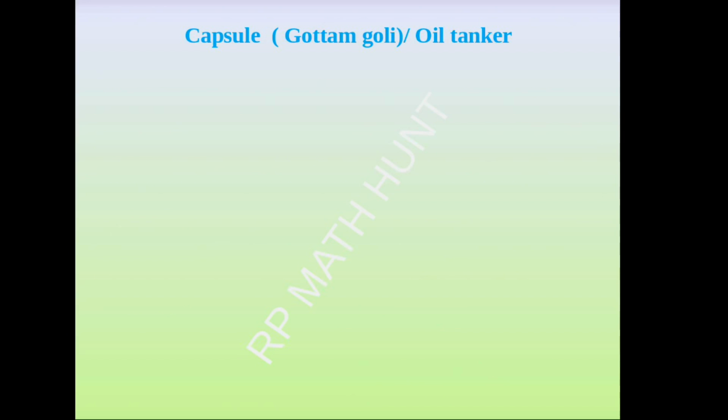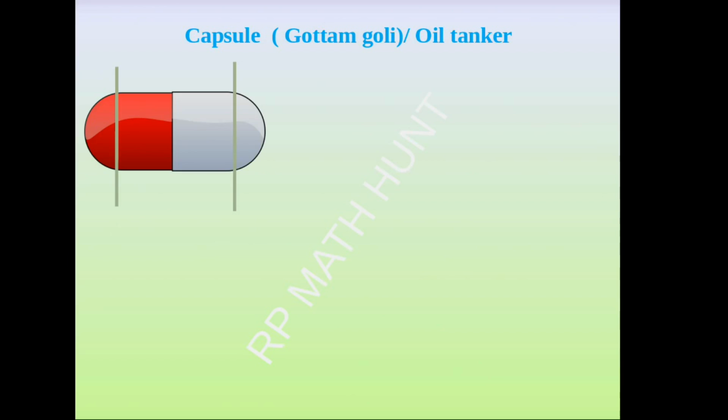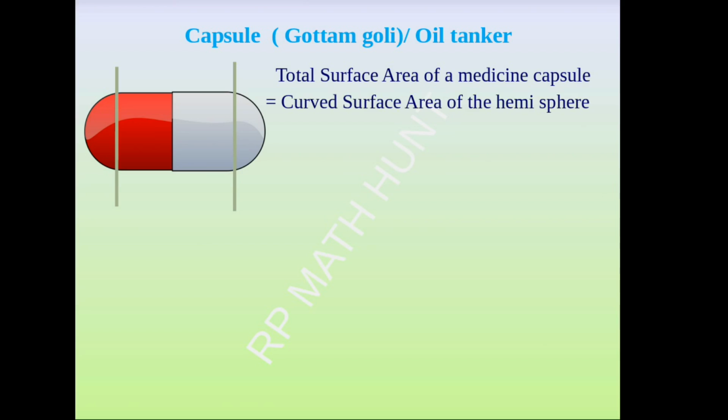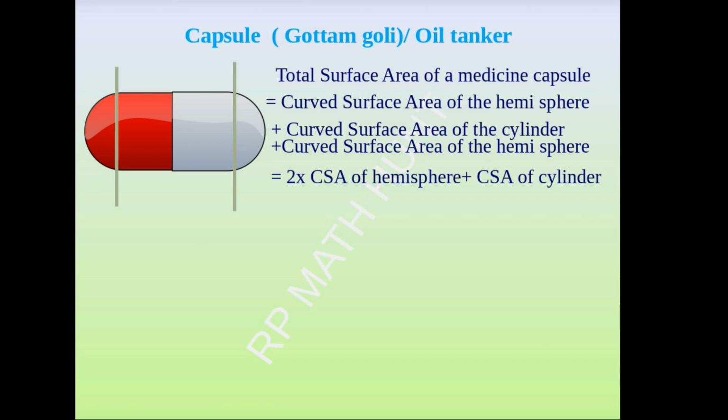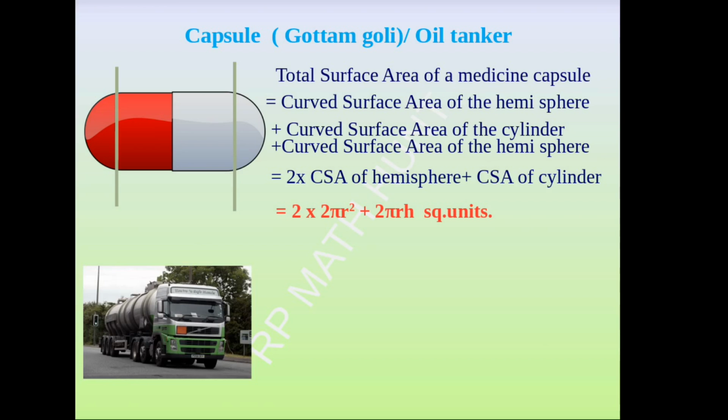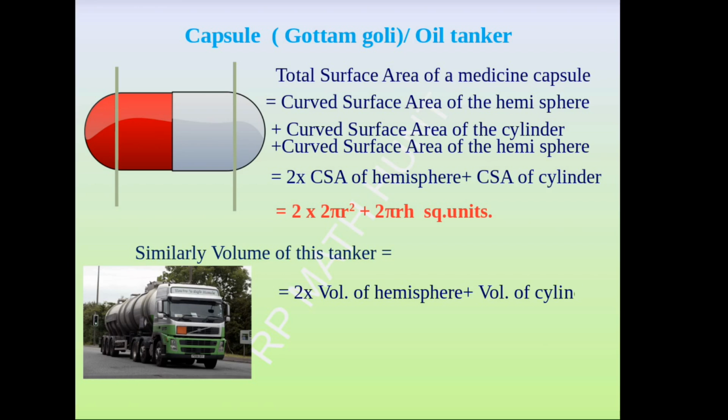Capsule, gottam goli, or oil tanker. Total surface area of a medicine capsule is equal to curved surface area of the hemisphere plus curved surface area of a cylinder plus curved surface area of the hemisphere. That is equal to 2 into CSA of hemisphere plus CSA of cylinder, which is equal to 2 into 2 pi r square plus 2 pi r h square units. Similarly, the volume of this tanker is equal to 2 into volume of hemisphere plus volume of cylinder. That is equal to 2 into 2 by 3 pi r cube plus pi r square h cubic units.